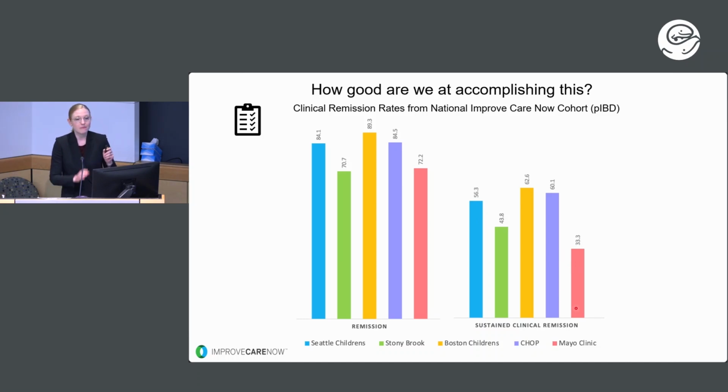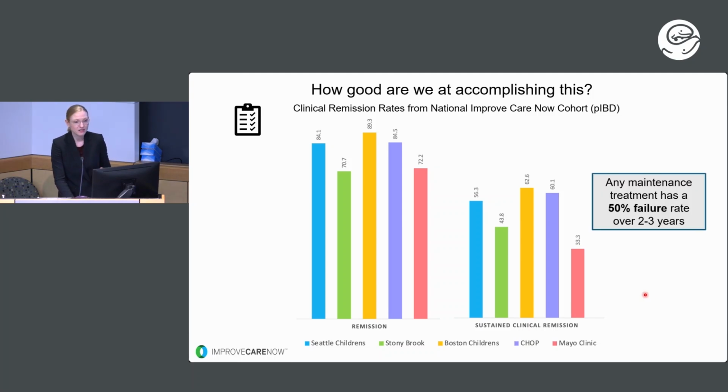So this means maintaining clinical remission for a period of 200 days. Not doing as hot on that count. In fact, any maintenance treatment in pediatric inflammatory bowel disease has a 50% failure rate over 2 to 3 years. So we have some progress to make when it comes to achieving sustained clinical remission in our patients.